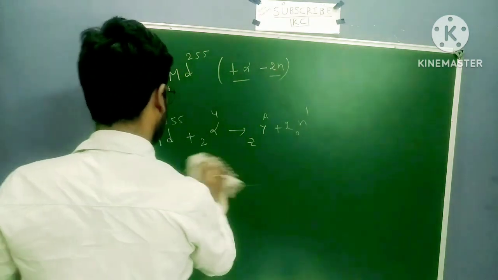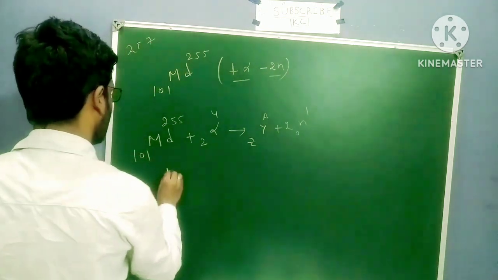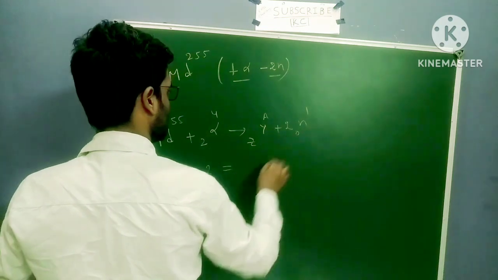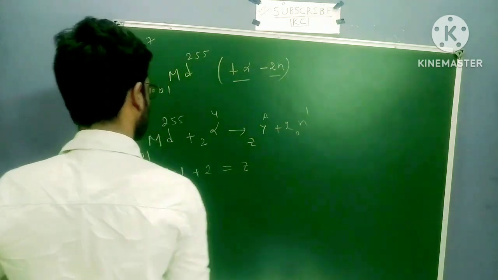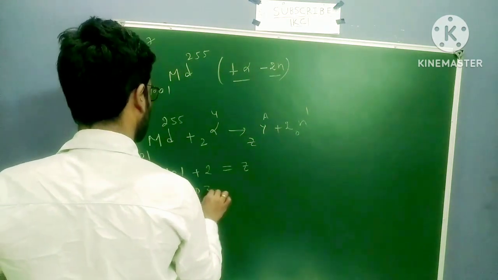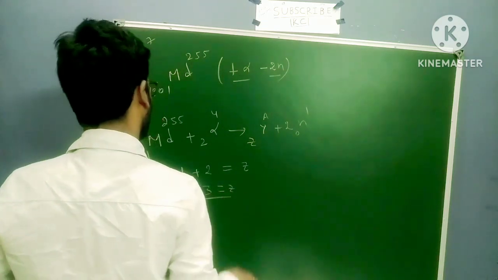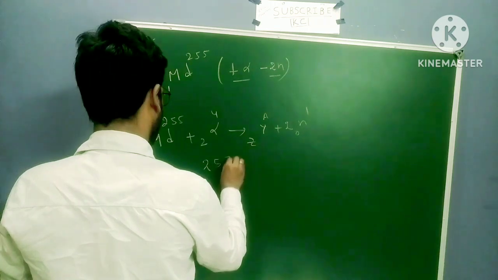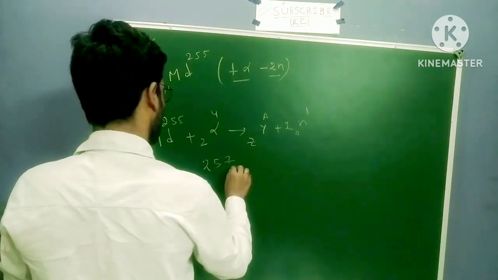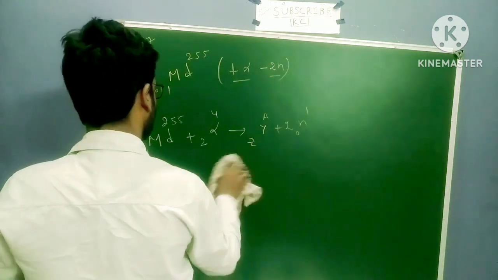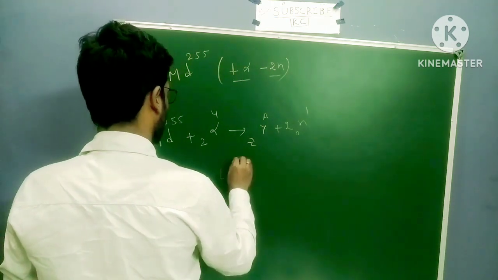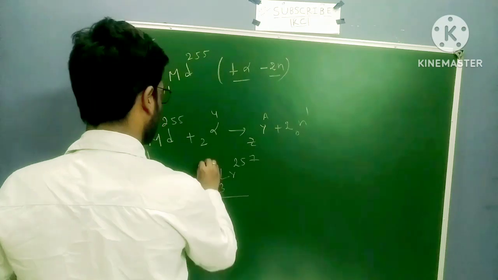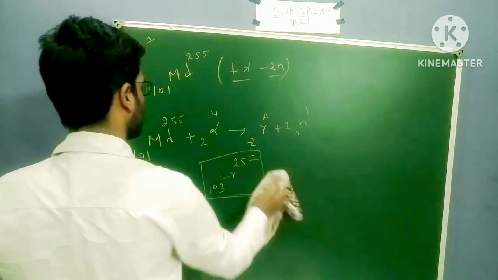Okay. Next, 101 plus 2 equals Z plus 2 into 0, that is 0. So 103 equals Z. So Z is 103. So 257 here, 257 here, 103 here. Lawrencium, right? So the option is Lawrencium 257 103. So this is the answer.